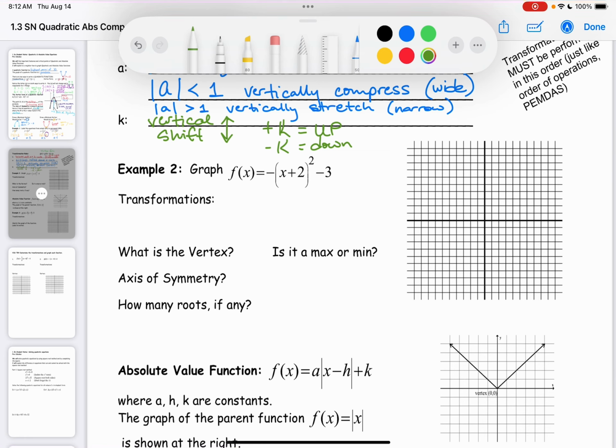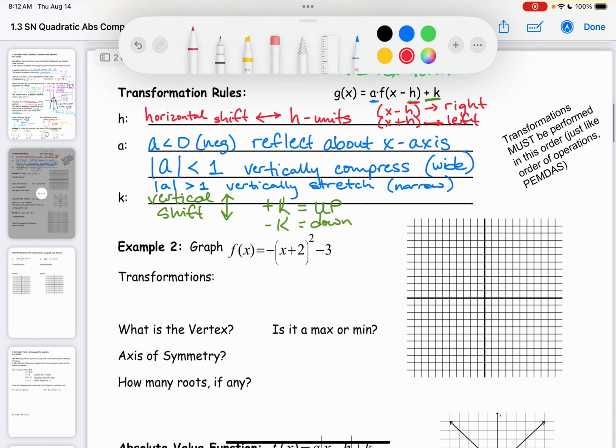All right, so it says graph the function, and we've got a lot of information here. I'm going to color code it according to the colors I used up above. So here's my A value.